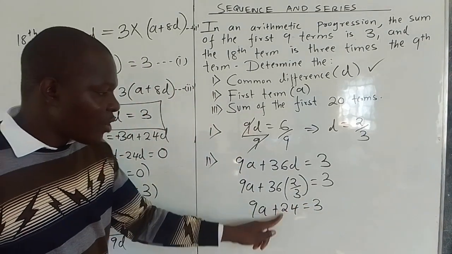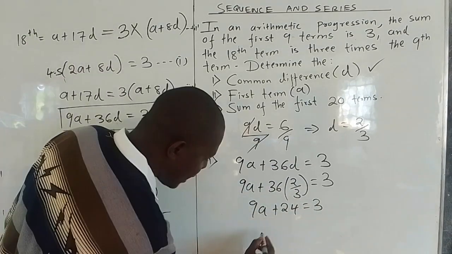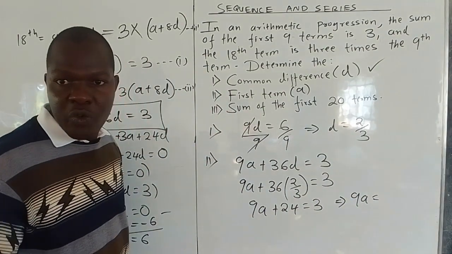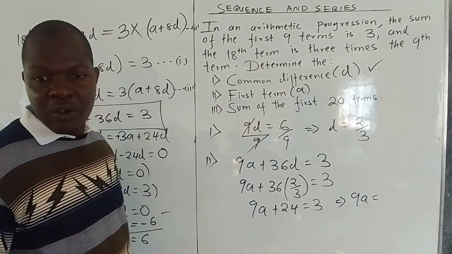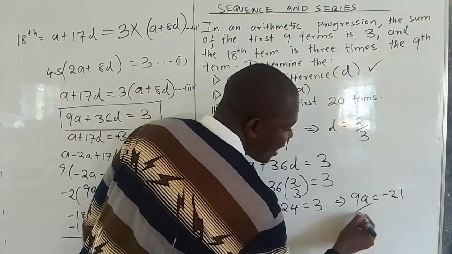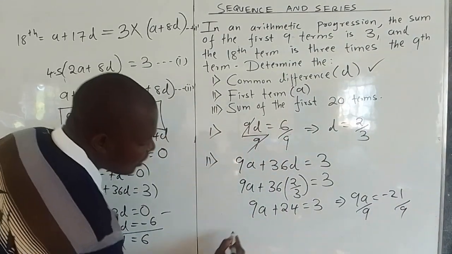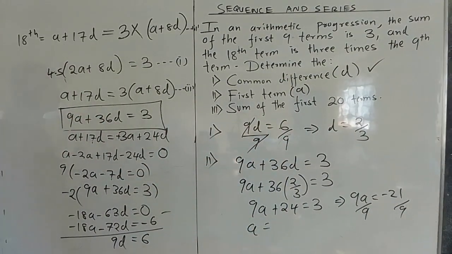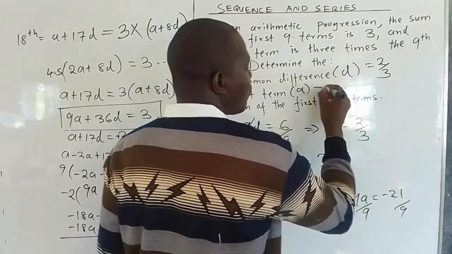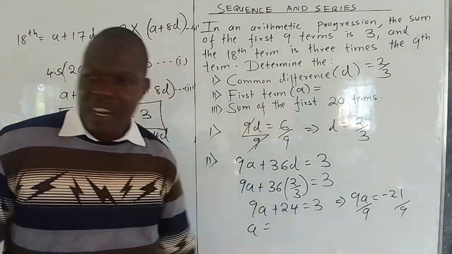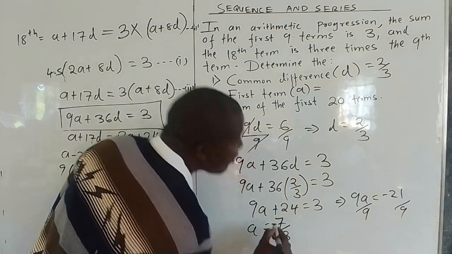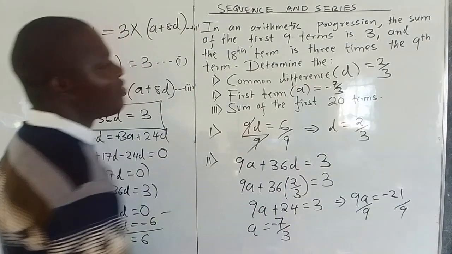So what is A? 24 goes to the other side. So you get 9A is 3 minus 24, which is? Calculator, 3 minus 24, negative 21. So for you to get A, you divide both sides by 9. Remember your D you found to be 2 over 3, so what have you now found your A to be? Negative 21 over 9, which is negative 7 over 3. So A is negative 7 over 3. You found the value of A.